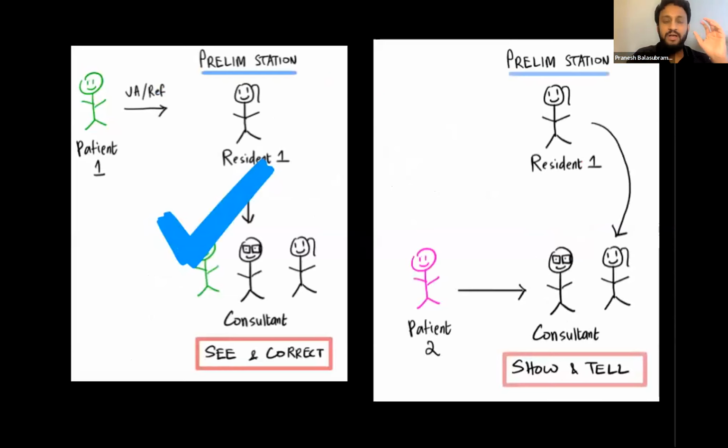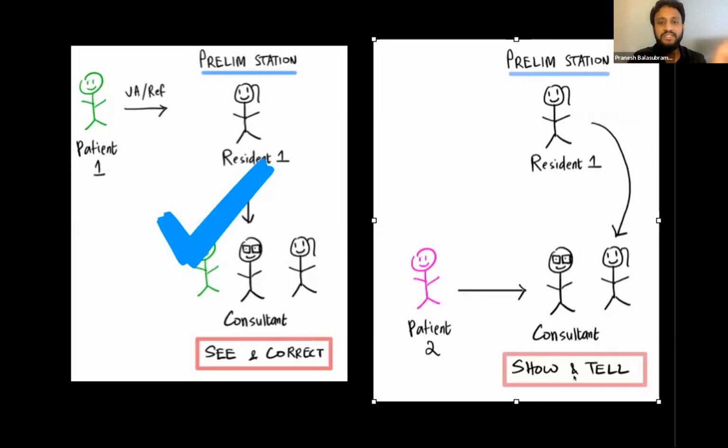We have covered the see and correct model. I will go to another model in a very brief way, but I'm going to give these much more practical tips. The second model is called show and tell, which is another scenario where you will commonly come across students who are with us always. The difference in this scenario, in the show and tell model, is that we will be the first point of contact.